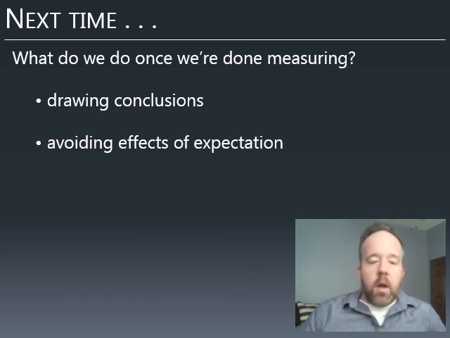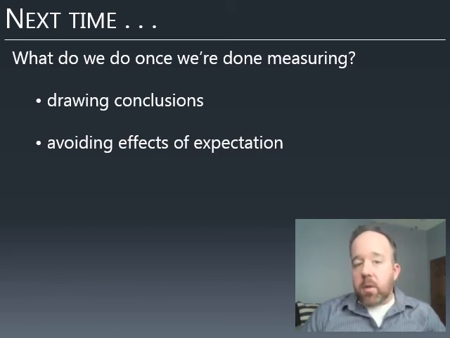We're also going to talk about avoiding the effects of expectation. So sometimes we expect data to come out a certain way, or we expect our hypothesis to be confirmed, and we need to let that not bias what conclusion we actually reach.